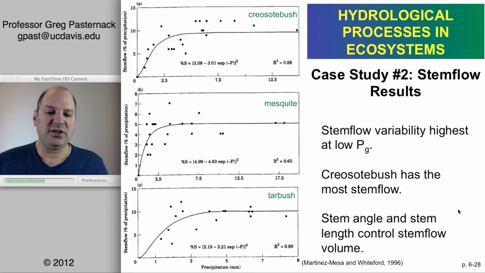And then the study also found that the length of the stem and the angle of the stem controlled stem flow volume. So that angle factor is where you have to have a good slope to drive the water down the stem, so the force of gravity carries it. If the canopy gets too flat at the outer edges, then it can fall off, and that's what you see with the mesquite, because the mesquite is more hemispherical than the creosote bush and tar bush.